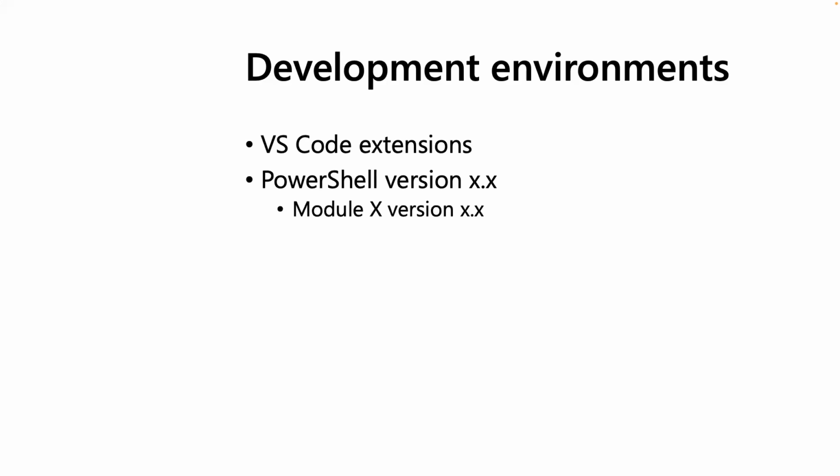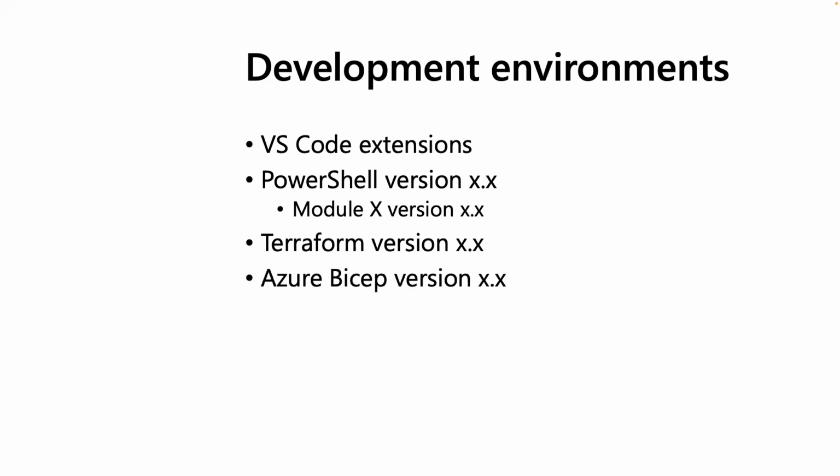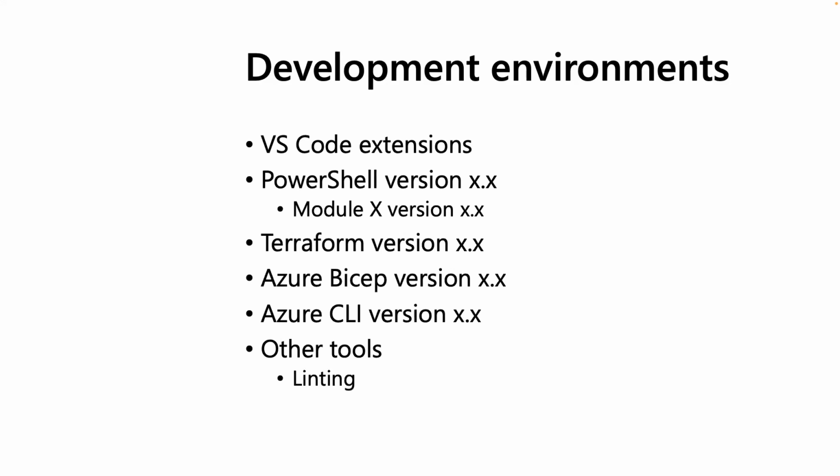Then we also have a lot of modules in PowerShell with a lot of different versions. For example, with the Azure PowerShell versions, when you have a major version change there, you have breaking changes like everything else. Same with Terraform, if you work with infrastructure as code, or Azure Bicep, Azure CLI, and all of these other tools that we use in our day-to-day work. Linting tools, Pester, for example, and so forth.